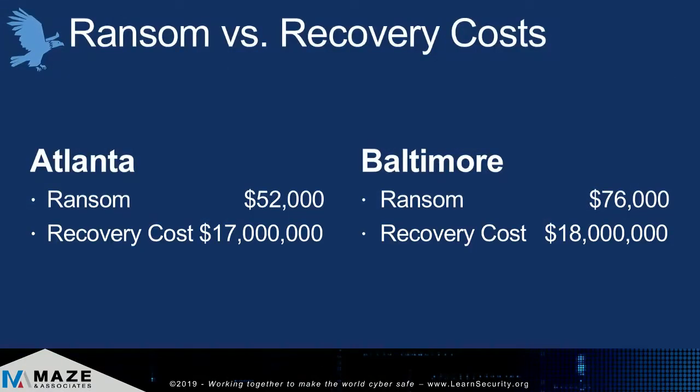Now, let's look at what the ransom was versus the recovery cost. In Atlanta, the ransom that was asked for was $52,000. It ends up costing them $17 million. And I did put all the zeros in there on purpose because there's an order of magnitude here between the cost of the ransom and the cost of recovery. Again, the ransom for Baltimore was $76,000, and it ends up costing them $18 million. Now, neither one of those cities paid the ransom. That's an important thing to do, and that's why they incurred the recovery costs the way they did, because every system had to go in to lock them out.